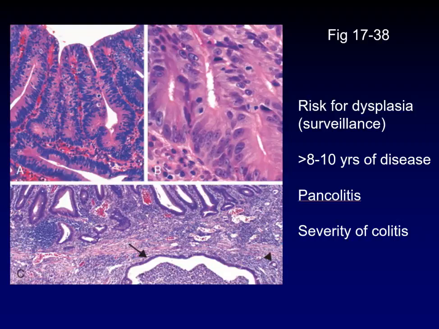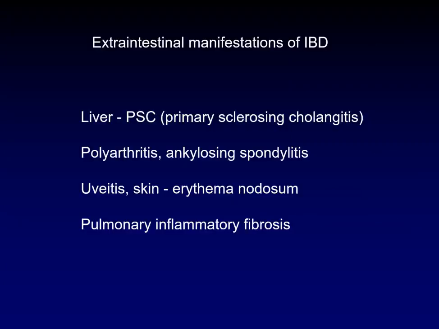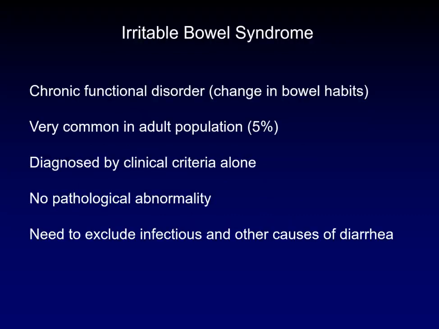The long-term risk in inflammatory bowel disease is dysplasia and colon carcinoma. It occurs with long-standing disease, severe involvement of the entire colon, and severe disease. Extraintestinal manifestations also occur with inflammatory bowel disease, including liver, skin or joints, and occasionally pulmonary fibrosis.